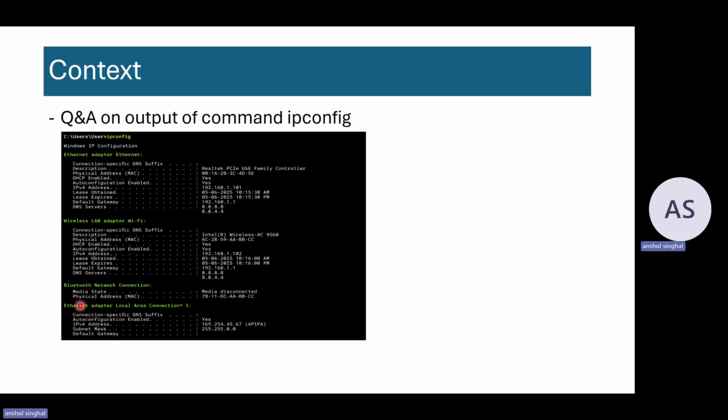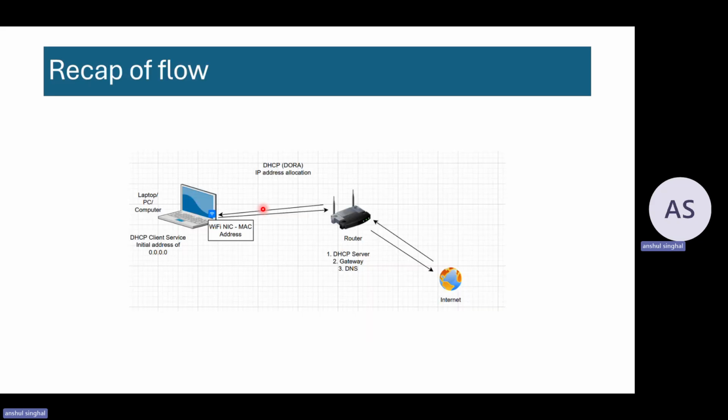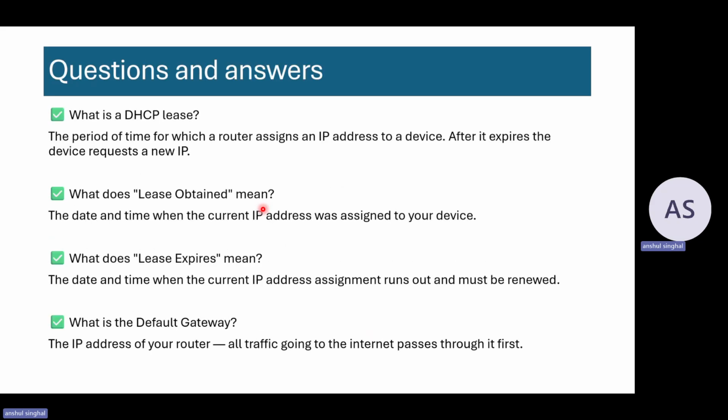For example, in this screenshot, we have a Bluetooth network connection, as Bluetooth is also a network interface card. For this, we can see media disconnected. So it is highly likely that we have currently disabled Bluetooth in our machine, and that's the reason it says media disconnected. If we turn off the Wi-Fi on our machine, then it will say media disconnected. Or if we remove the Ethernet cable, then it will say media disconnected. So that is what media disconnected means.